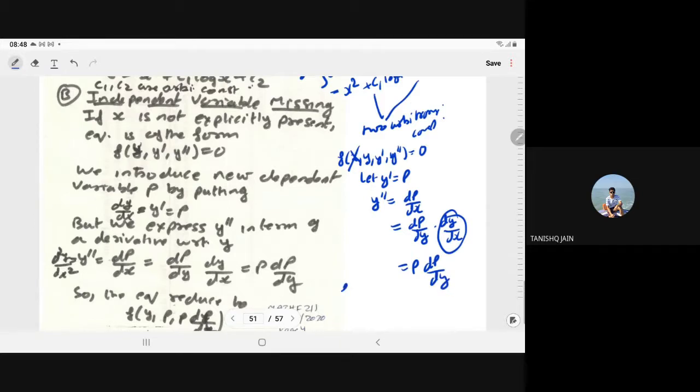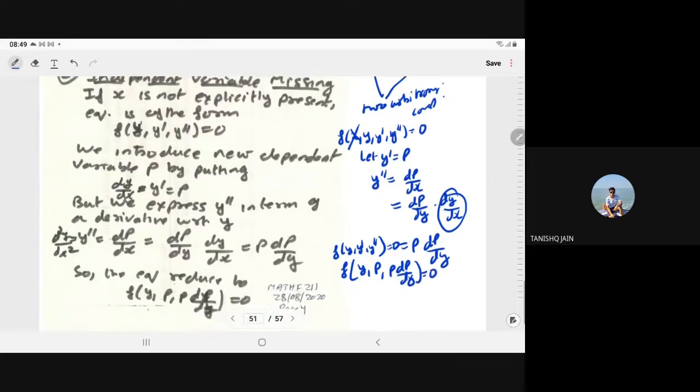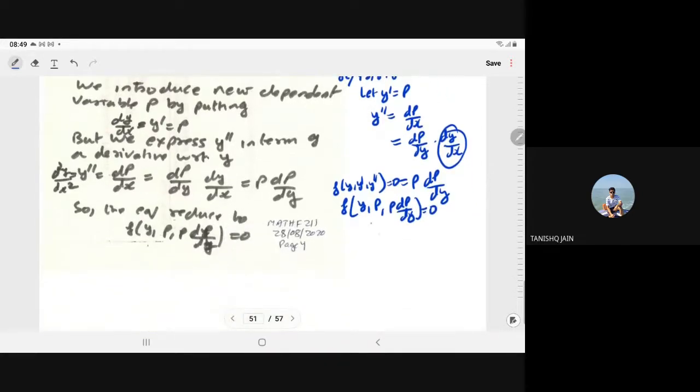So it means f can be written as f of y, p, right? Because x is missing, here we have the f of y. In general, we have f of y, y dash, and y double dash, where x is missing, equal to 0. So what we have assumed is y dash is p, and y double dash will be p dp by dy, equal to 0. So now you have reduced the second order differential equation into a first order differential equation.